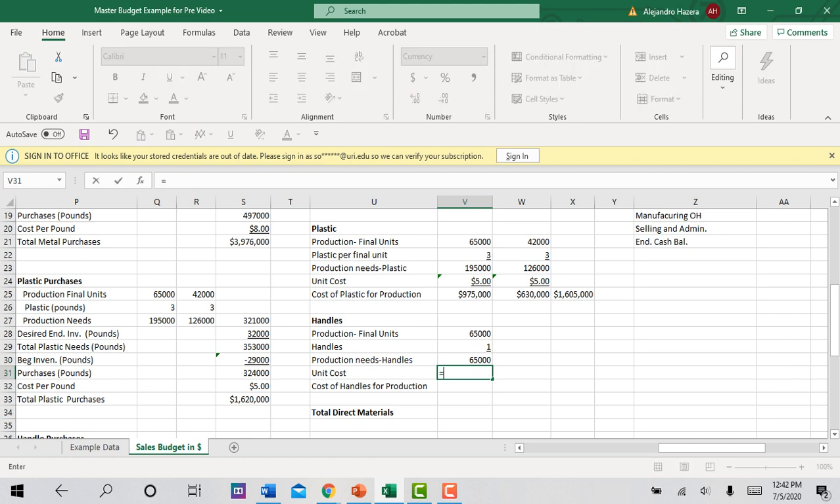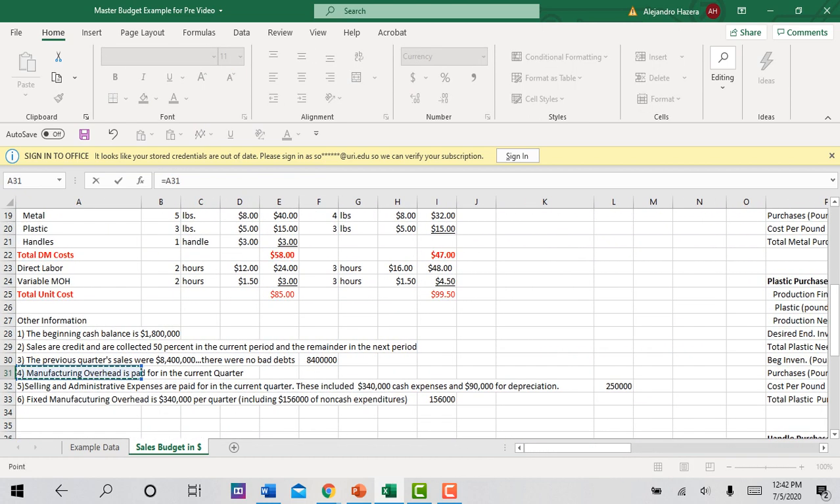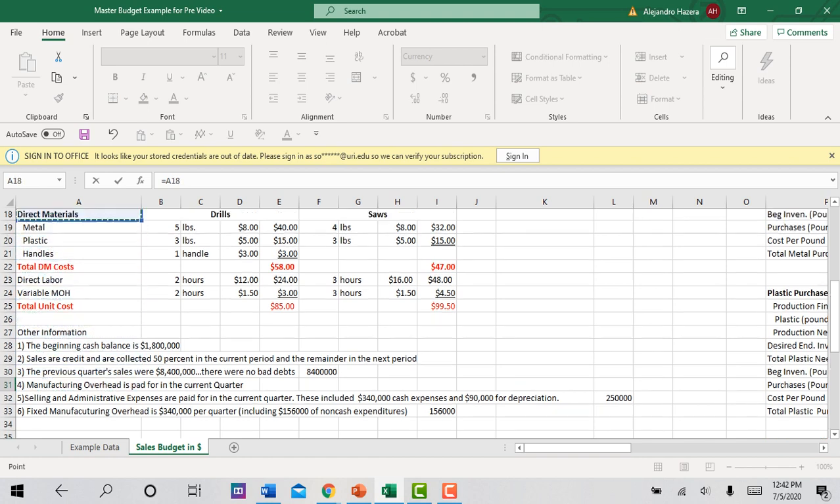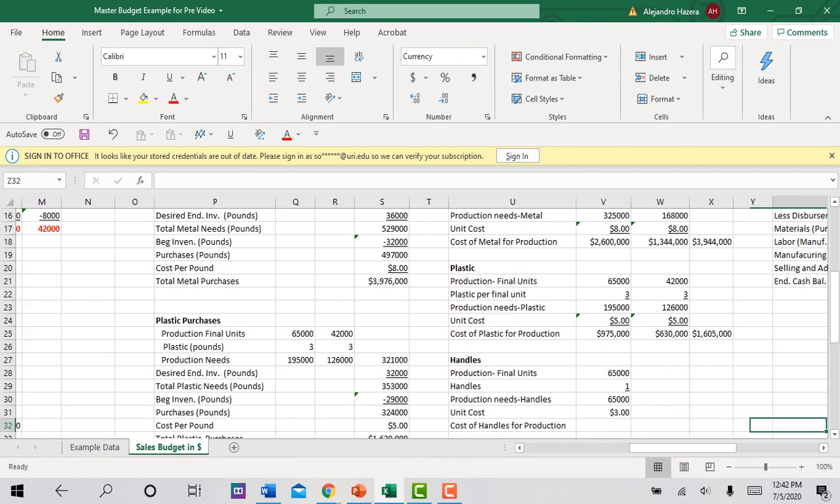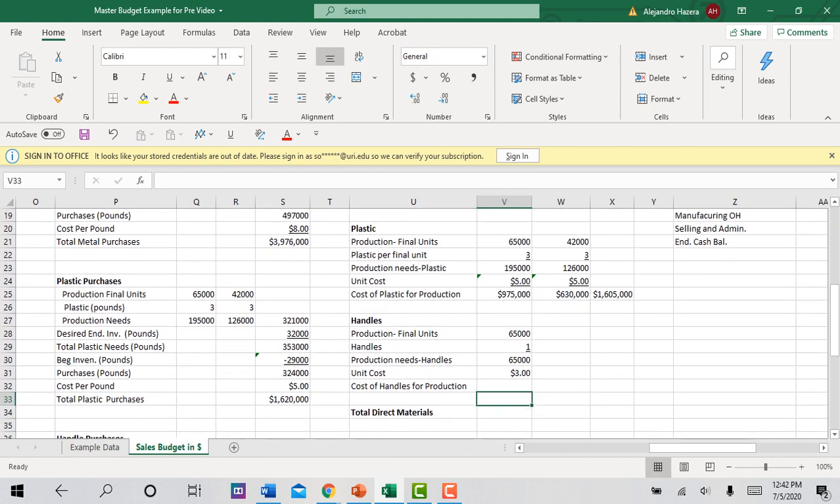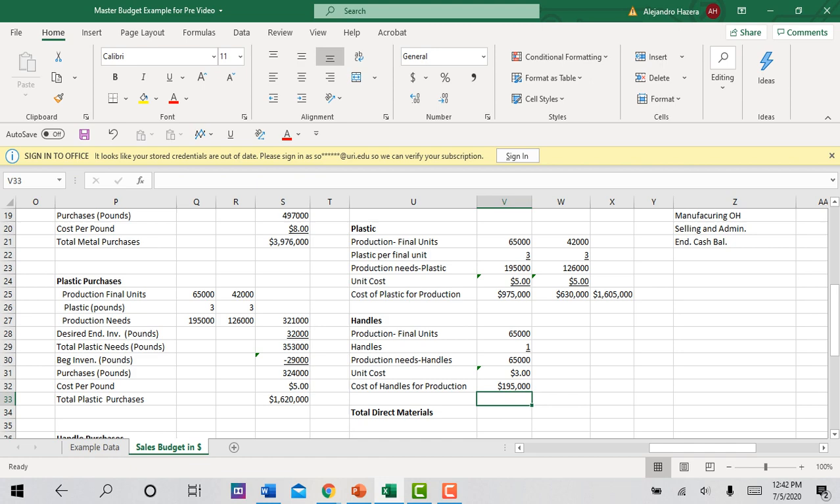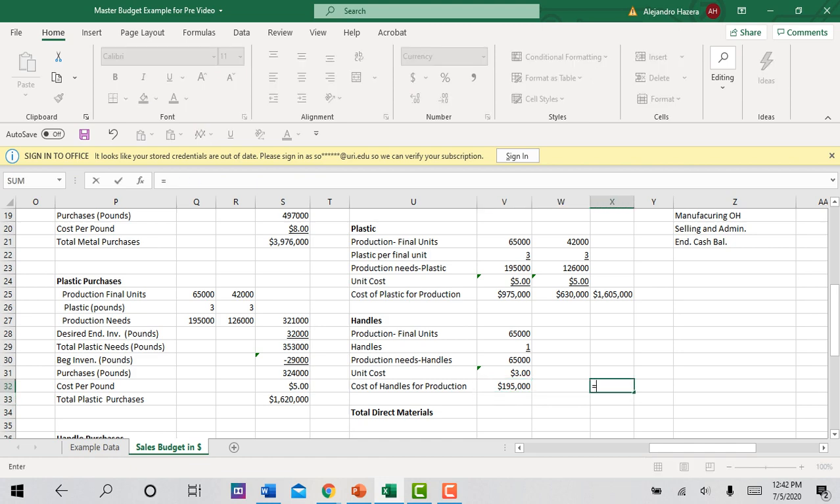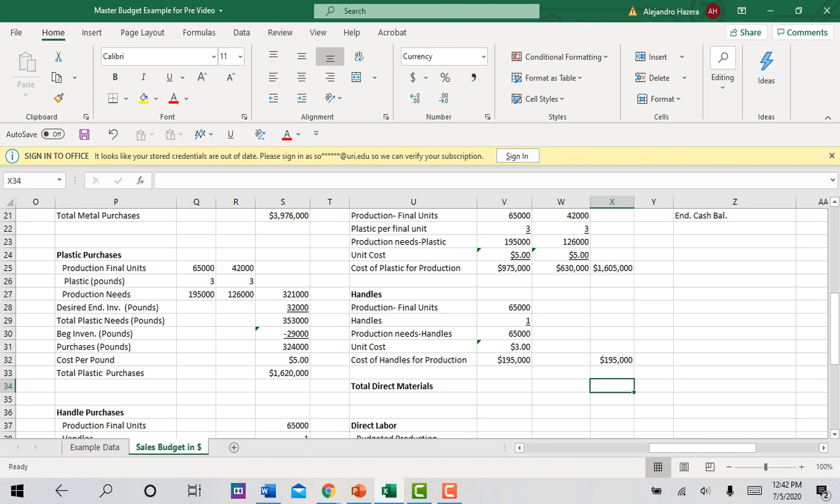We know that the cost per handle, going back over here to the standard cost cards, is right here. One handle is $3. Okay, so handles are going to cost us 65,000 times $3 per handle, which is 195,000. And I'm just going to put it over here in the total column. So we're going to pay $195,000 for handles that go into production.